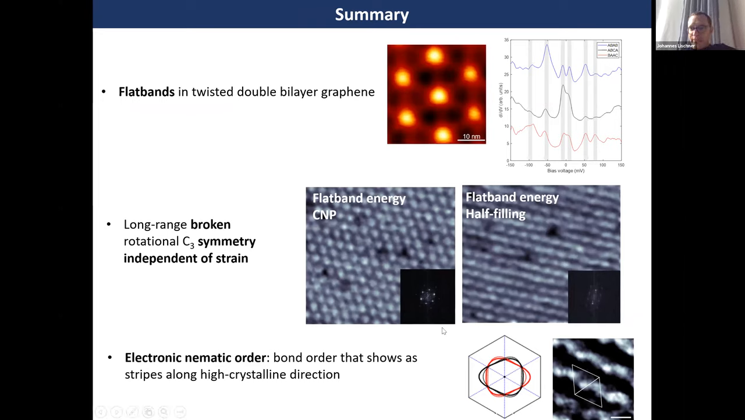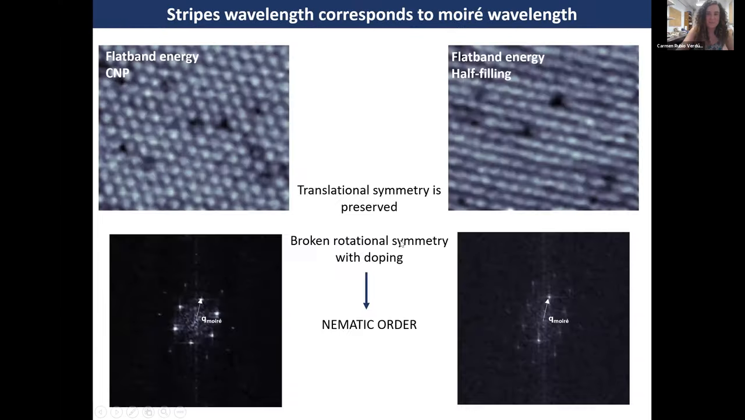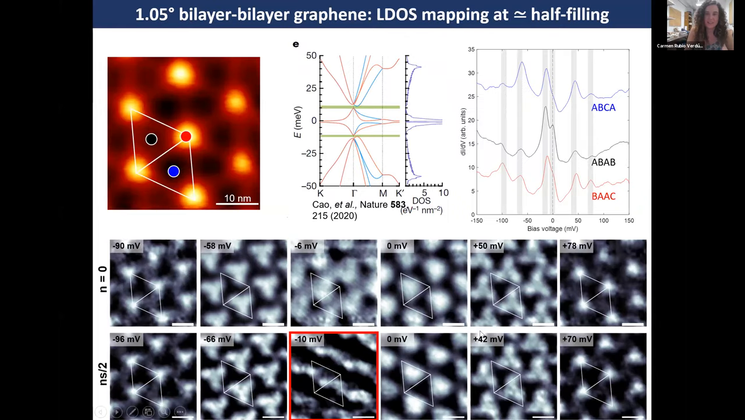We have plenty of time for questions. There is one from Lenny, and she's asking: sorry, to be sure that I understood, you dope the conduction band, but the lack of rotational symmetry is only seen in the valence band. Is that correct? Yes, that is correct. You can see here, the Fermi level sits in the conduction band, then we see the broken symmetries in the valence band. That's true.